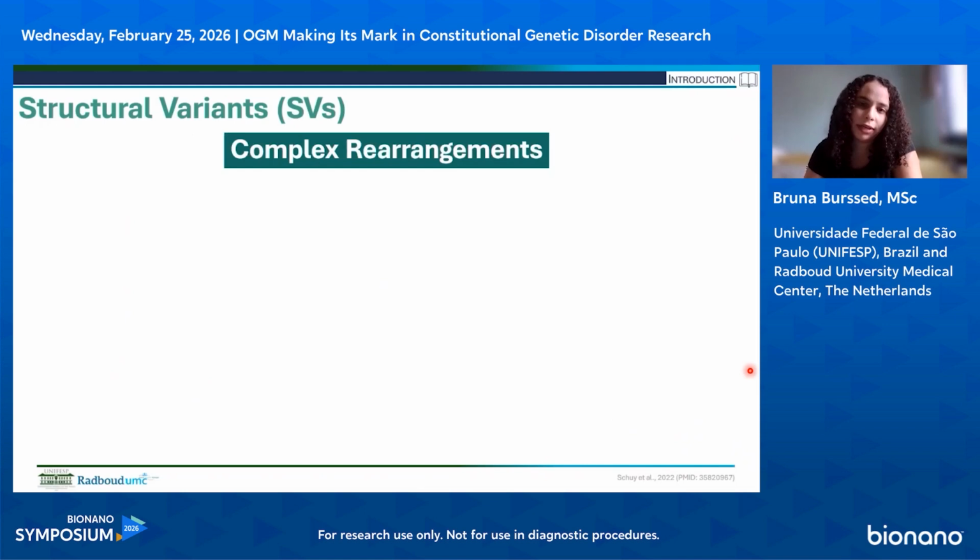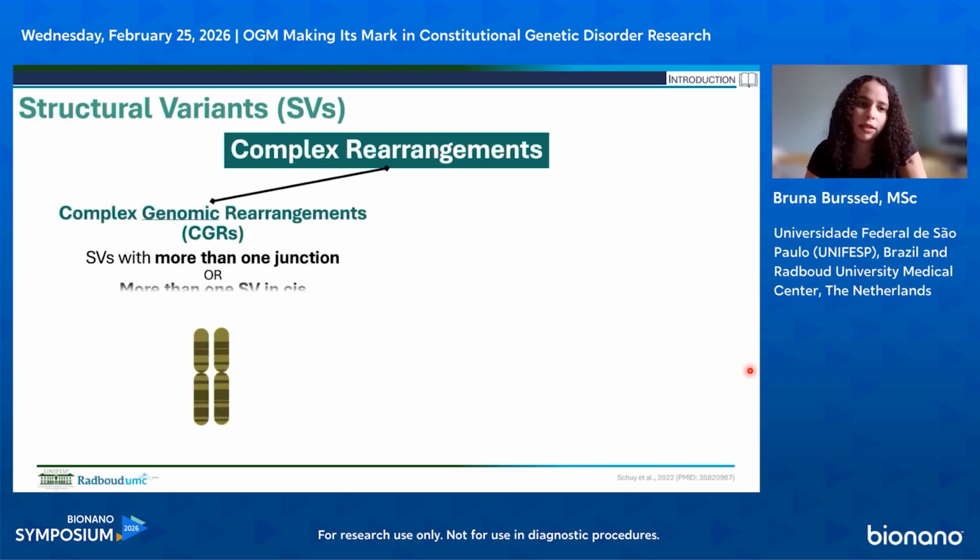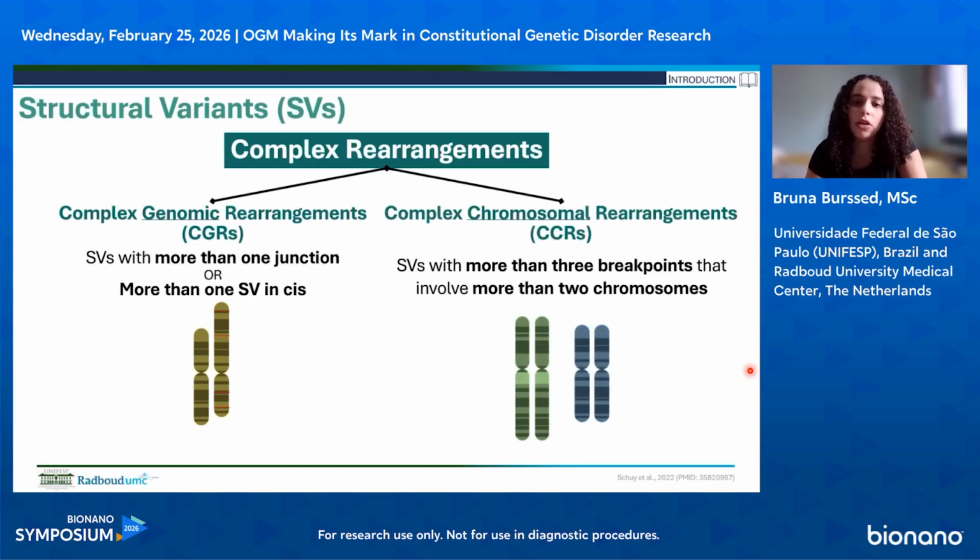Among the structural variants, we can also have complex rearrangements, of which we have two kinds. The first one is the complex genomic rearrangements, which include structural variants with more than one junction or more than one structural variant in cis. The other type of complex rearrangement is the complex chromosomal rearrangement, which involves structural variants with more than 3 breakpoints that involve more than 2 chromosomes.